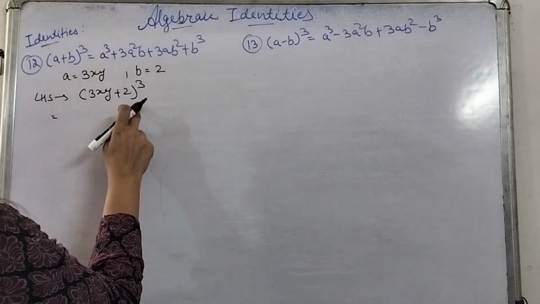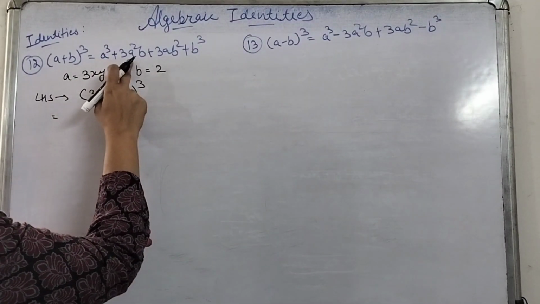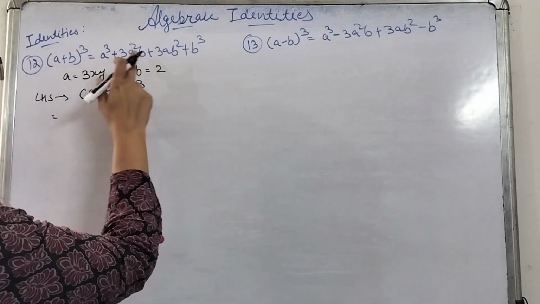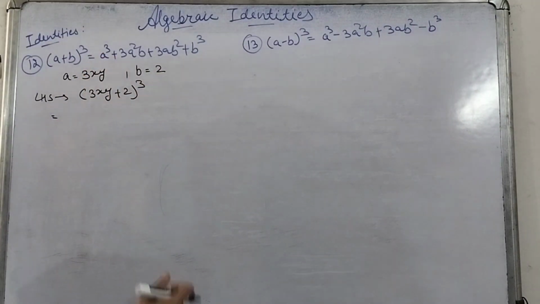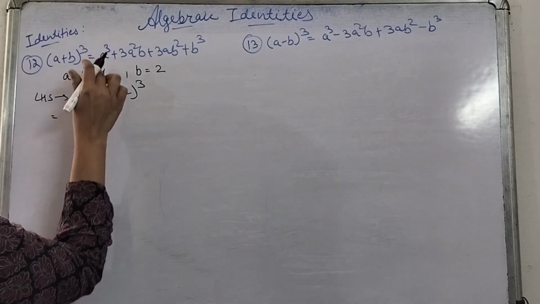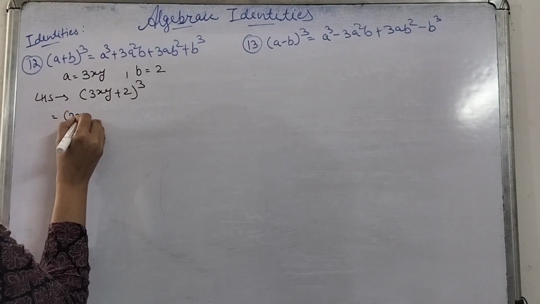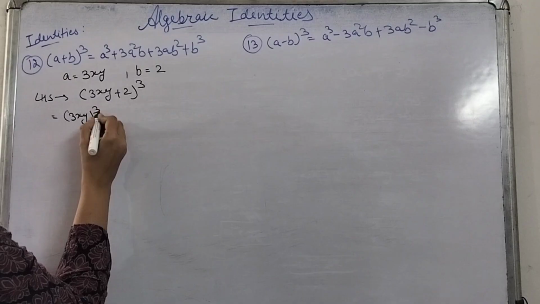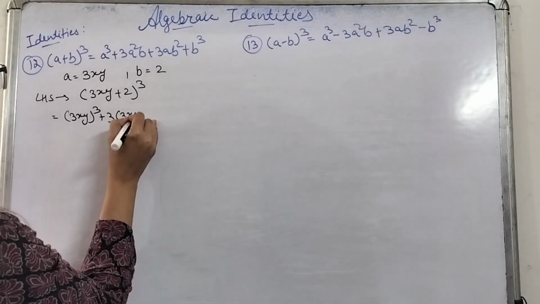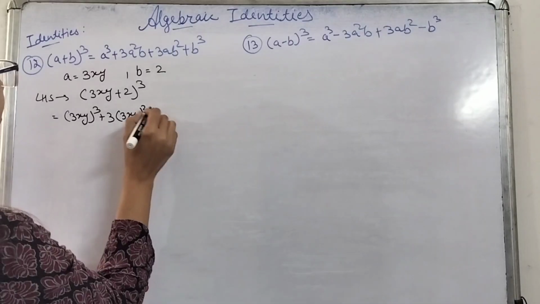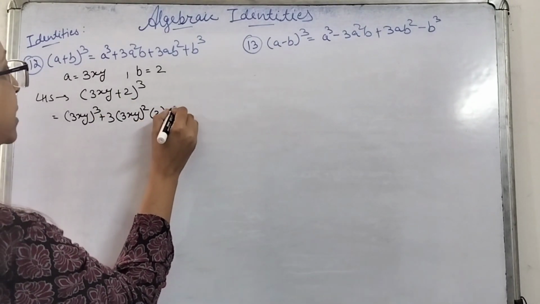The solution for this will be a cube plus 3a square b plus 3ab square plus b cube, where we replace a by 3xy and b by 2. So a cube means (3xy) whole cube, plus 3a square, a square means (3xy) whole square, into b, b is 2, plus 3.